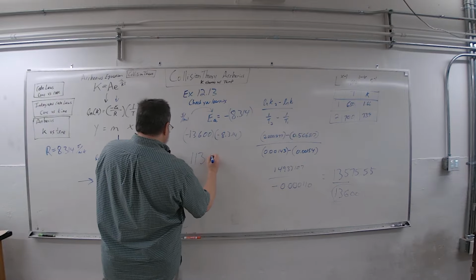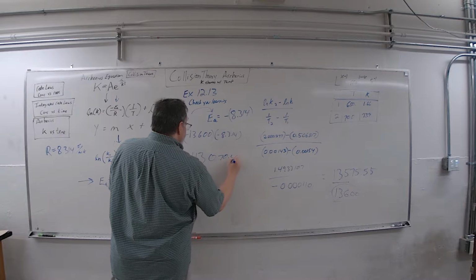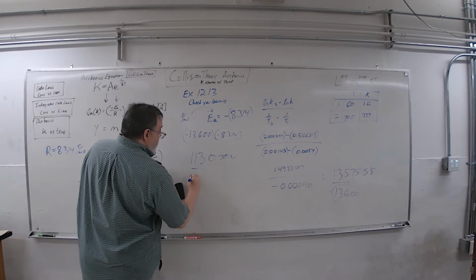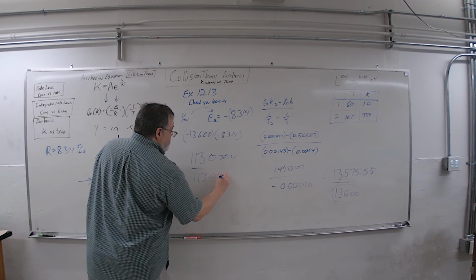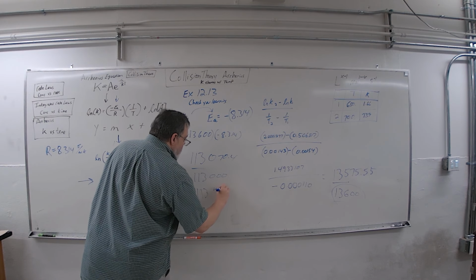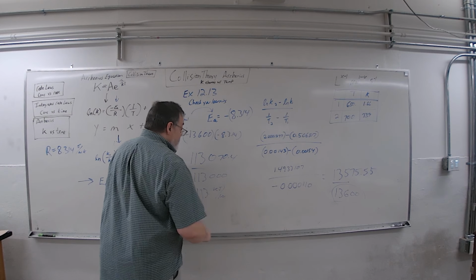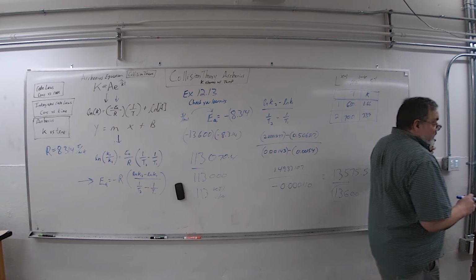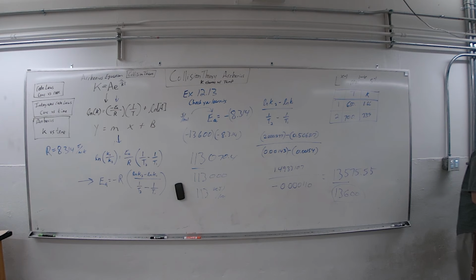Well, I get 1130704. If I kept 3 significant figures, it's 113000. That's 113. Yeah, they rounded it down to 2 digits. I don't know why they did.